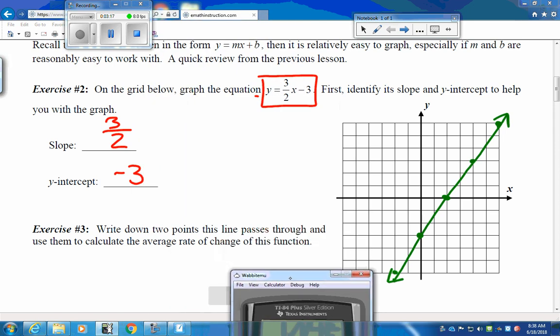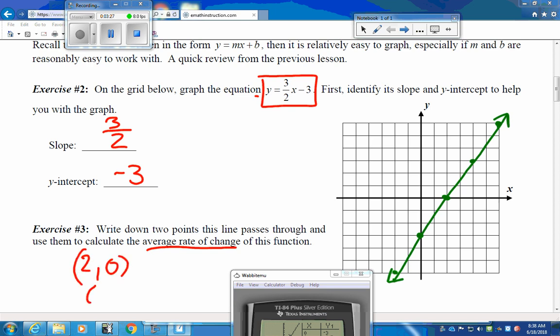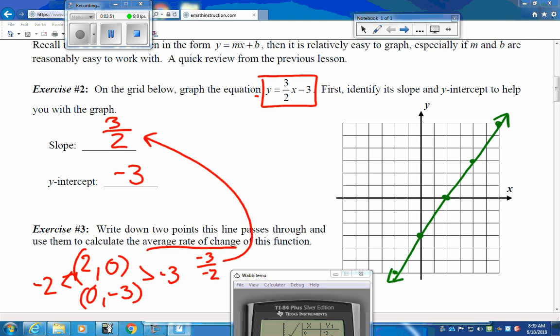Now for exercise 3, it says write down 2 points and find the average rate of change, which we talked about in Unit 1. So I'll pick these 2 points. I'll pick 2, 0 and 0, -3. And again, you're going to subtract bottom minus top. So 0 minus 2 would be -2. -3 minus 0 will be -3. And then you do y's divided by x's. This will be -3 divided by -2, which will reduce to our slope. So that average rate of change and slope do mean the same thing.